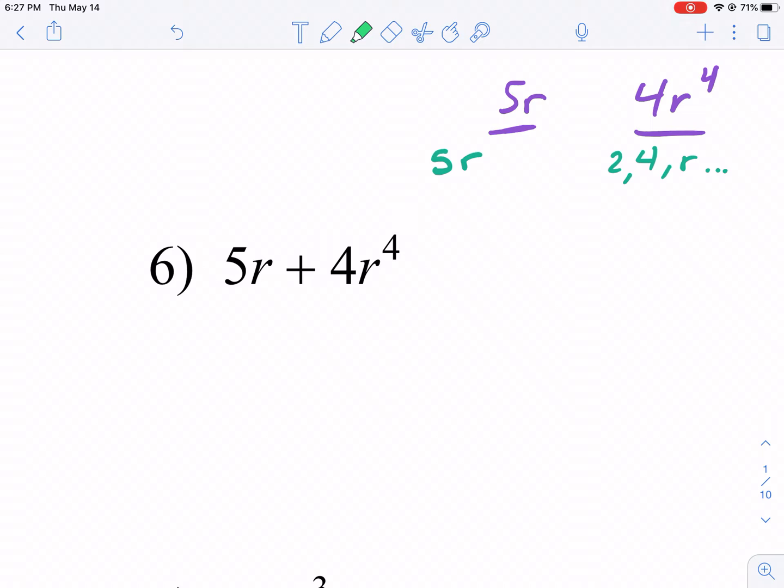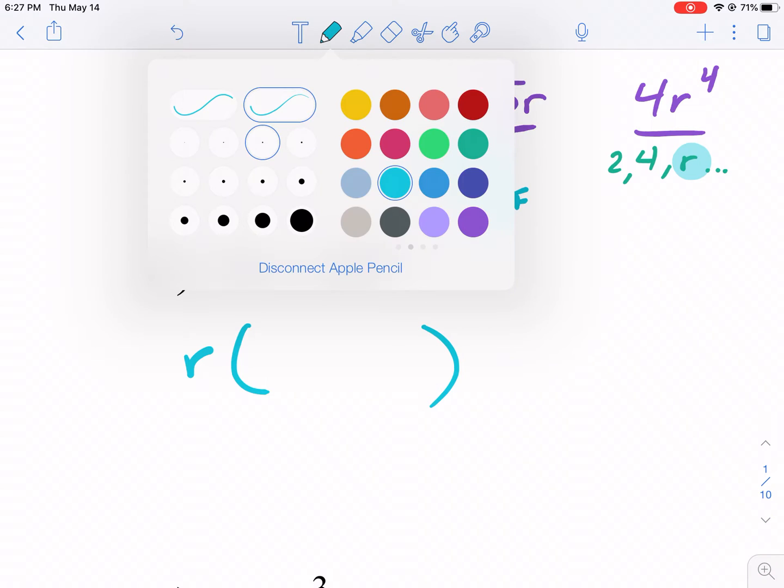So what is our common factor? It looks like our only common factor is the r. So what does that mean? That means we can factor out an r. So we're going to write an r outside. This is step 1. That's our GCF, greatest common factor, the biggest factor that they have in common.